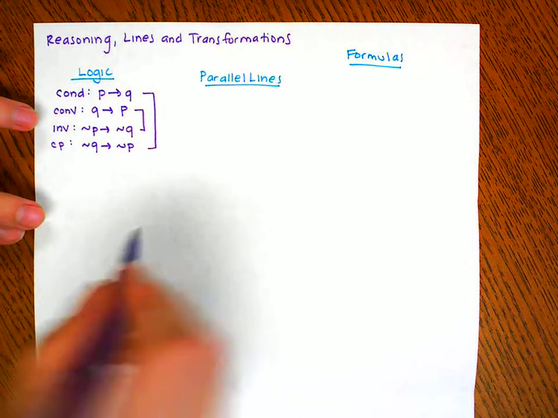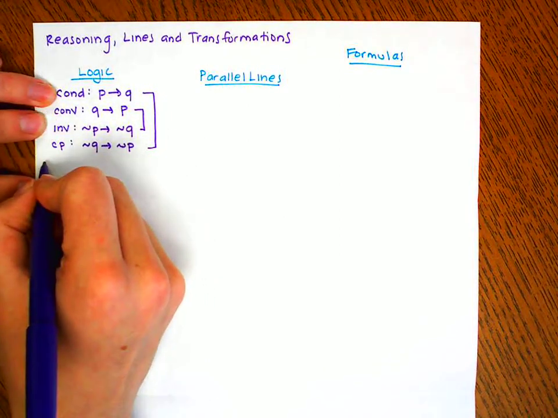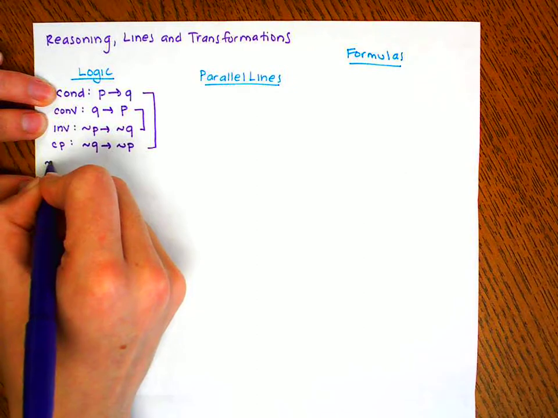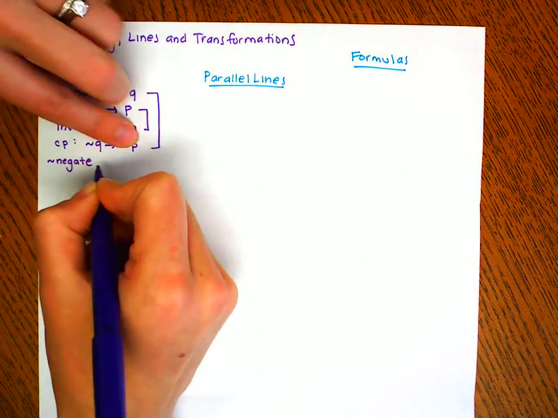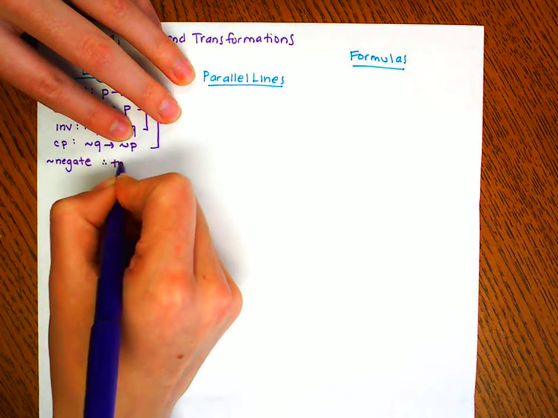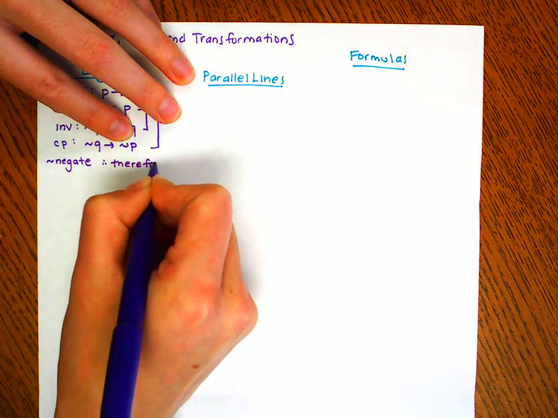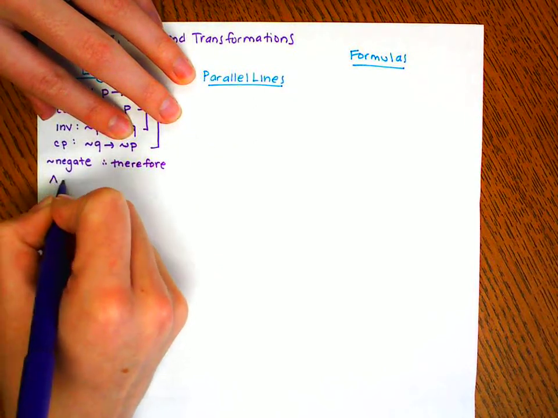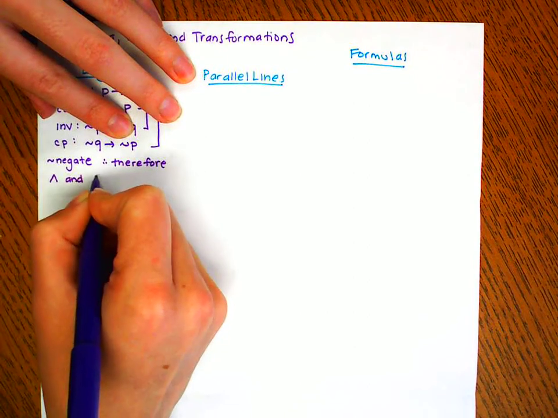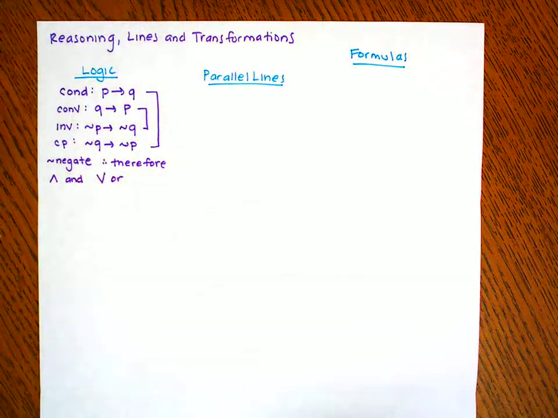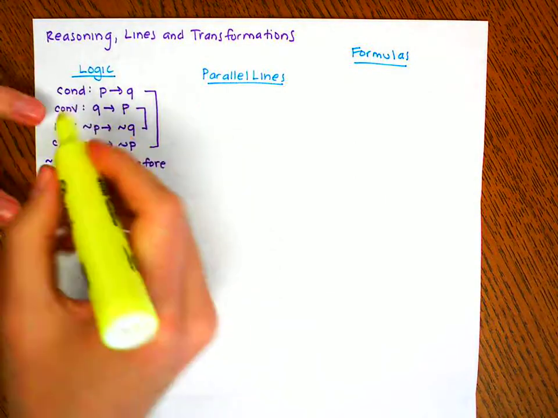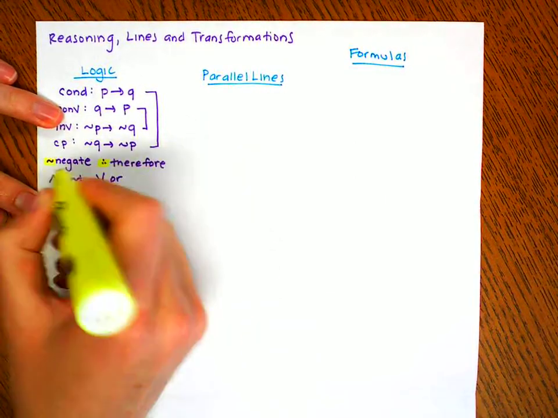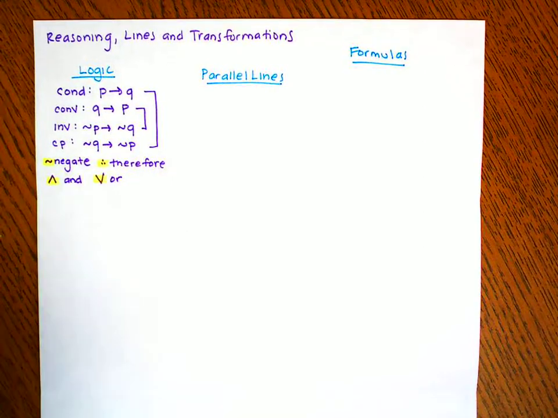There's four symbols that I can think of that you should definitely not forget. We have negate, that's that squiggly. We have therefore. We have and, we have or. So I'm going to highlight those symbols just so they stand out a little better. So this was the negate. That's the therefore. There's your and. There's your or. Okay, so that's the first part.